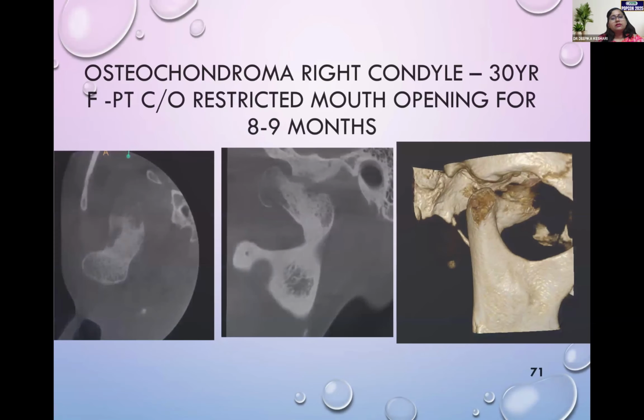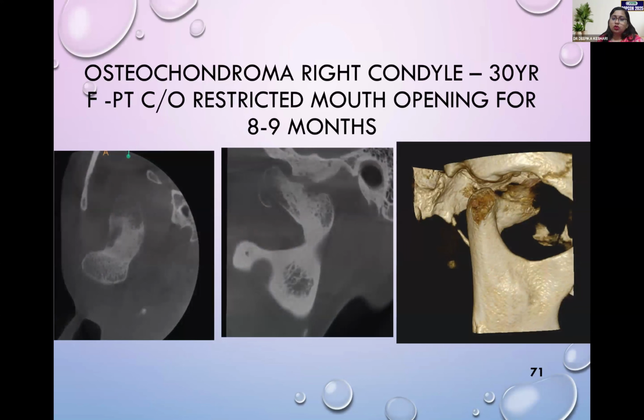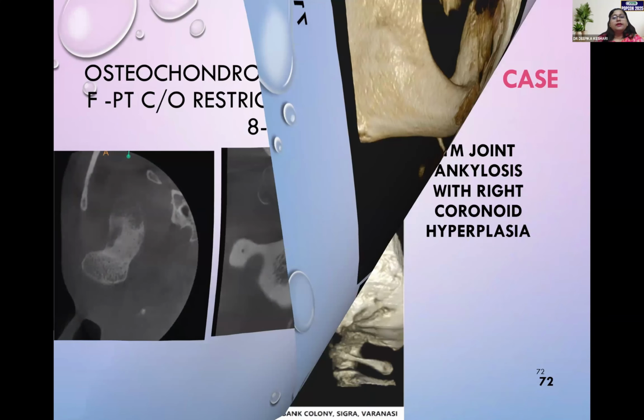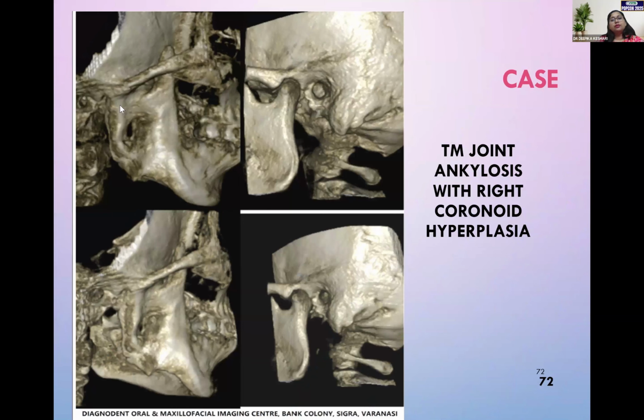Now coming to another case, this female patient, 30-year-old, also complained of restricted mouth opening for 8 to 9 months. So when we did CBCT, we could see that there's a huge mass attached to the mandibular condyle with erosion of the articular eminence. A diagnosis of osteochondroma was considered in this case. Now, this is another case of TMJ ankylosis, but in this case, we can also see that there is coronoid hyperplasia.